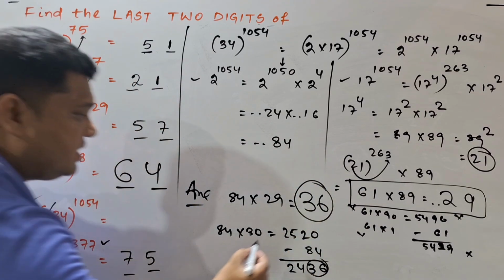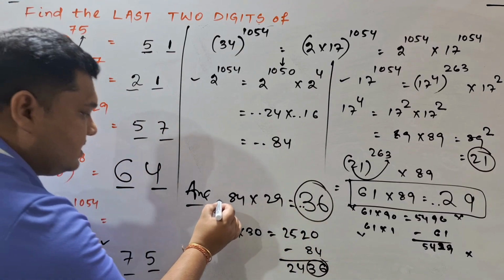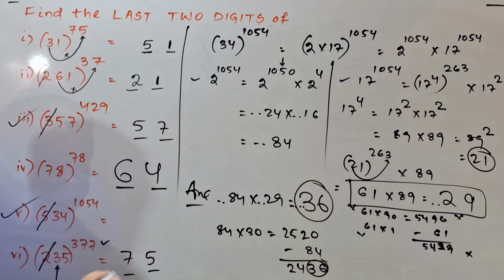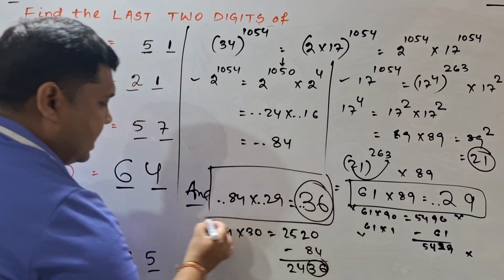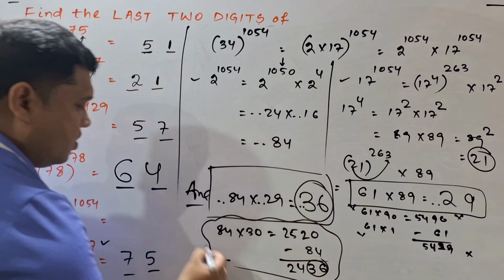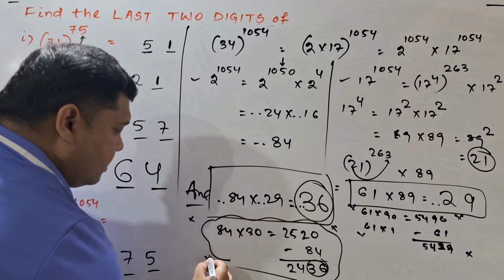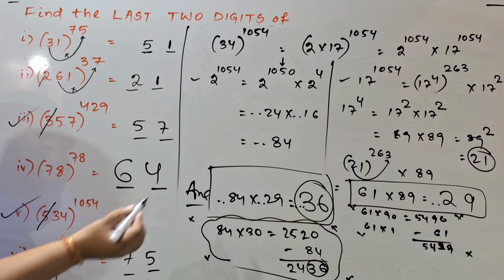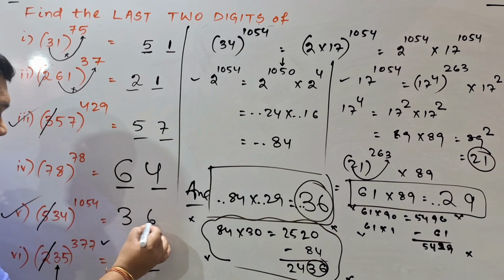3 6, last two digits. Here I am writing the last two digits. Okay, this is the answer. This is the rough work. You can do it on your own. So the answer is 36. Answer for this question 36.